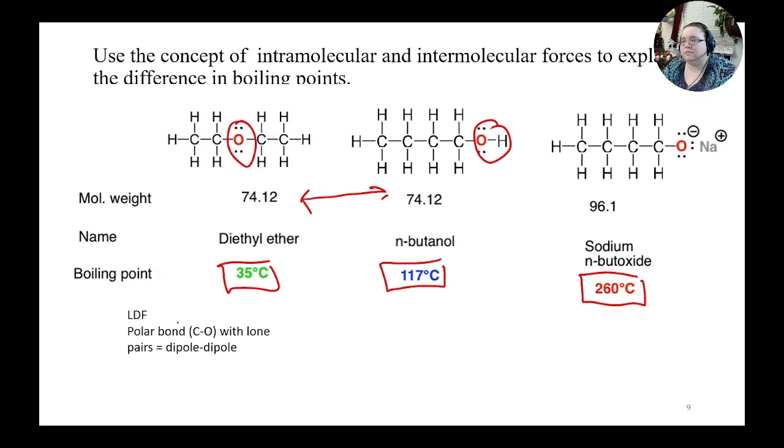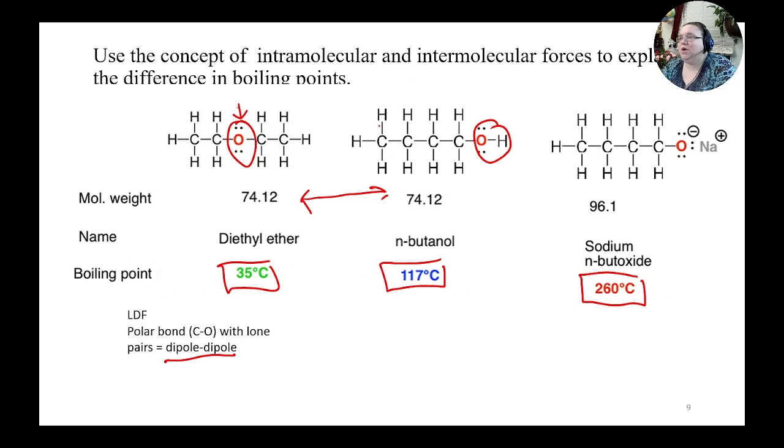Yep, polar bond. Oh, well, but still it's symmetrical. Oh, it's not symmetrical. Bad mistake. See, this is what I get for not looking at it in 3D. So yeah, those lone pairs make it unsymmetrical. I have a central molecule that has lone pairs. It is by default unsymmetrical. So we do have dipole-dipole.